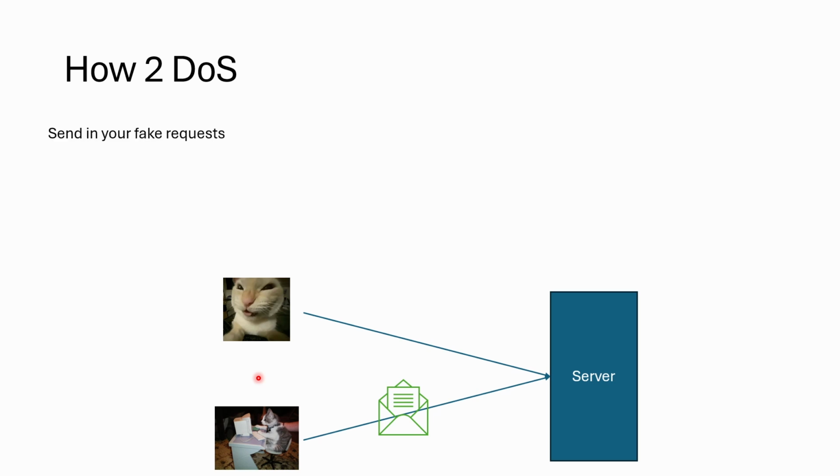But what if we now have a malicious cat who's also trying to attack the server? Well, this malicious cat can start sending in its own fake requests. So we start sending in all these red packets. This evil cat isn't actually trying to use the service. He's just trying to make it so that the server doesn't work for the legitimate cat at the bottom here.